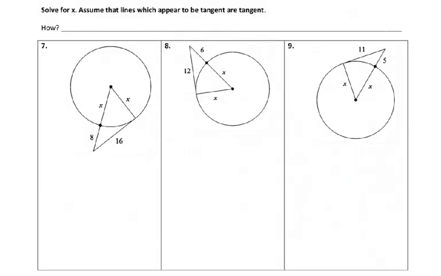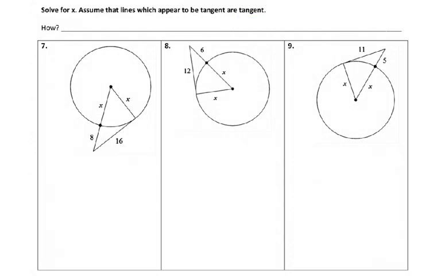Okay, in this next section, it says solve for x. Assume that lines which appear to be tangent are tangent. So that just means that this looks like it's tangent, so we're going to say that it is. That's part of the limitation of the way that we can draw. If I would put a 90-degree angle, then you would have known for a fact. But this is going to be a common set of directions because of the limitations of drawing this on a computer.